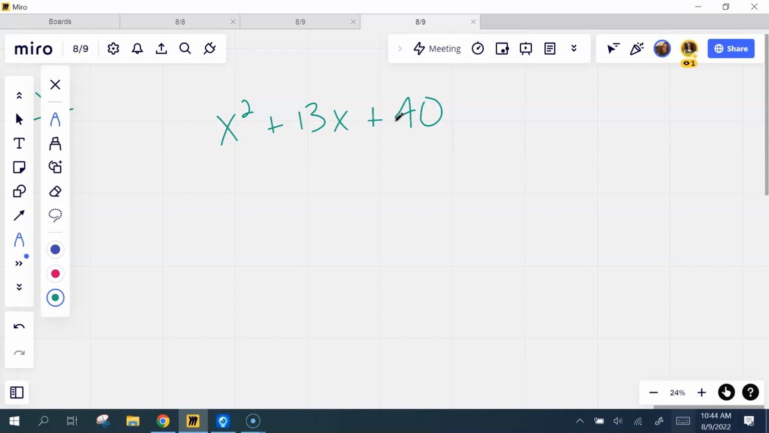Anybody got it? Does this have an overall GCF? No. All right, so I move on to step 2. I need 2 things that multiply to 40x squared. Ooh, look at you. 8x and 5x. So I'm going to rewrite this 13.